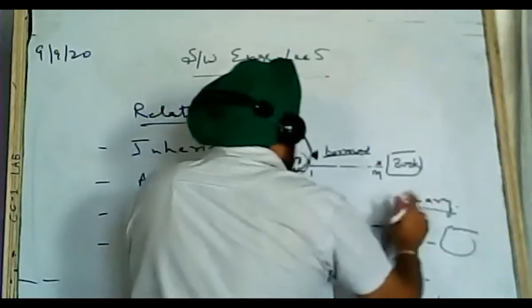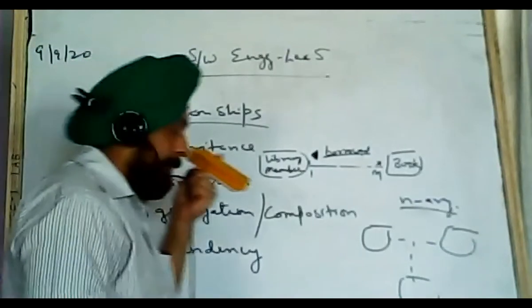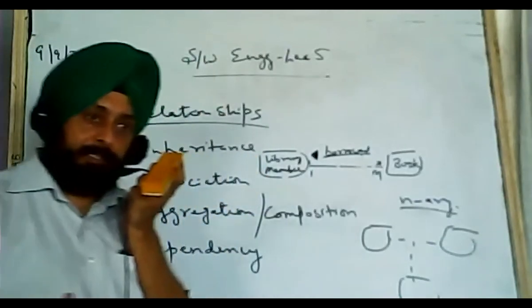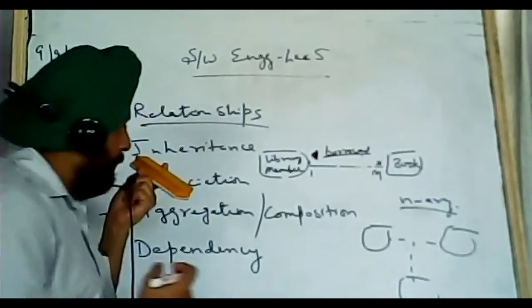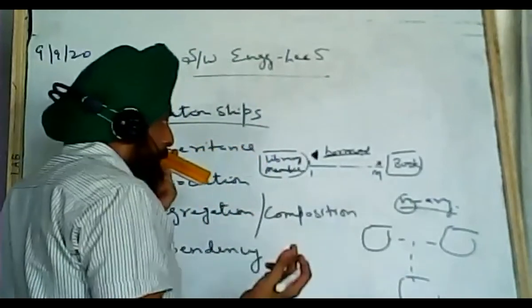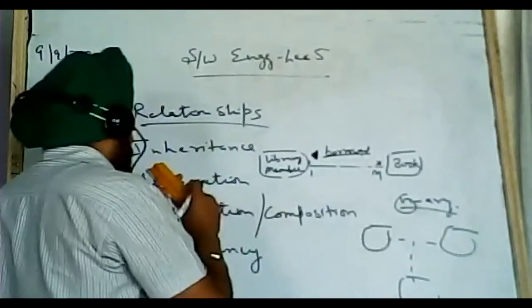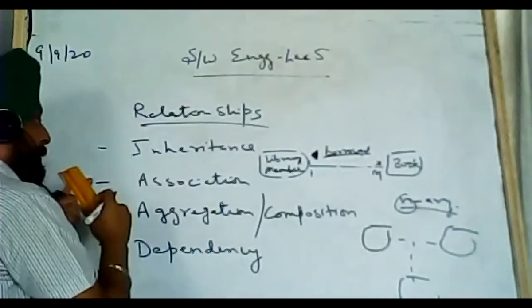So the relationship can be n-ary. If two classes are there, then it is a binary relationship. Three are there, then the ternary relationship. Four are there, then the quaternary relationship. So it depends upon what n is. A class can also be associated with itself. That is a unary relationship. So here, this relationship is known as the association.